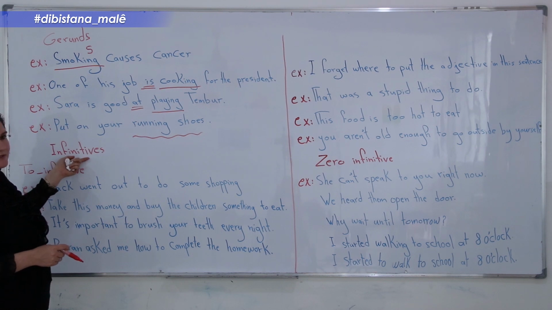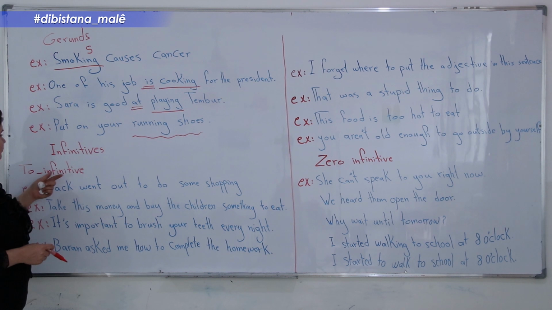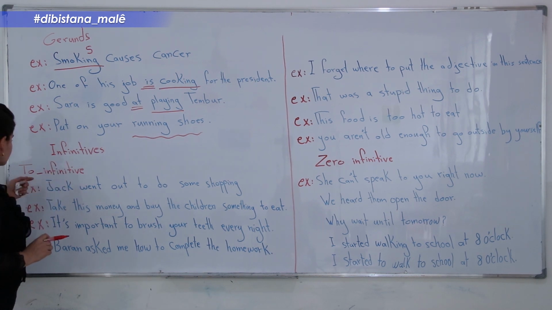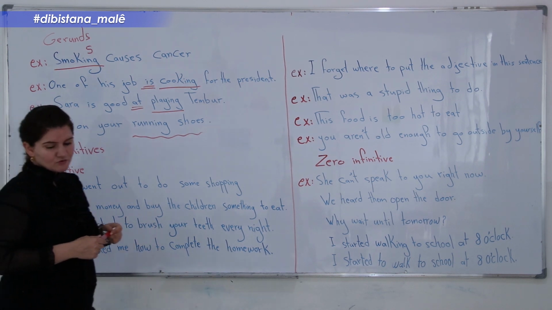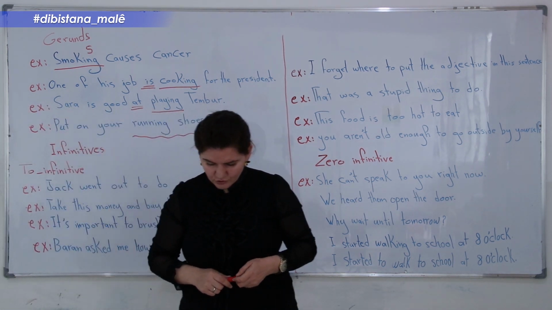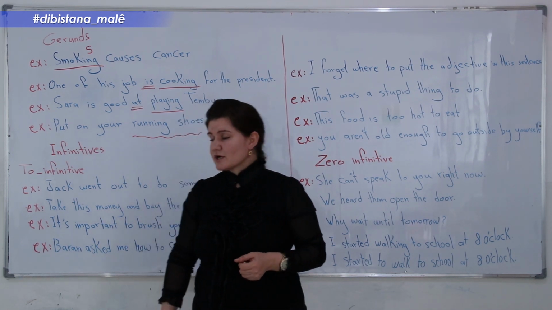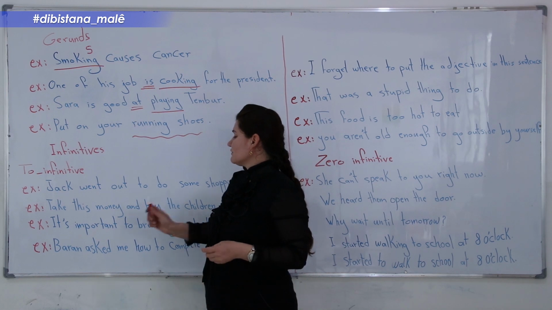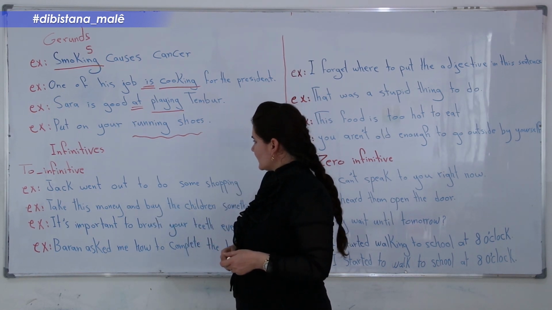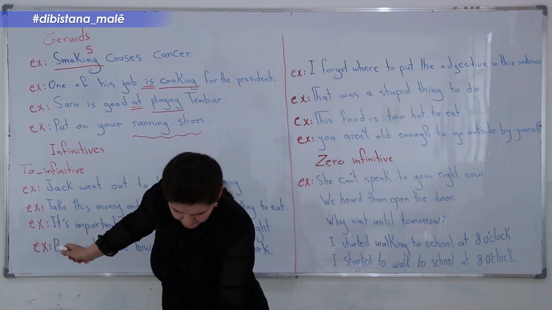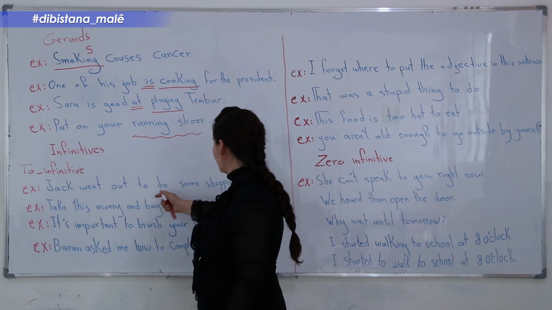Now we have infinitives. As I told you, we have 2 kinds of infinitive: the to-infinitive and the zero infinitive. The to-infinitive is to and the base form of the verb. Let's start with the uses of the to-infinitive. The first one tells us that we use the to-infinitive in order to express the purpose of an action.